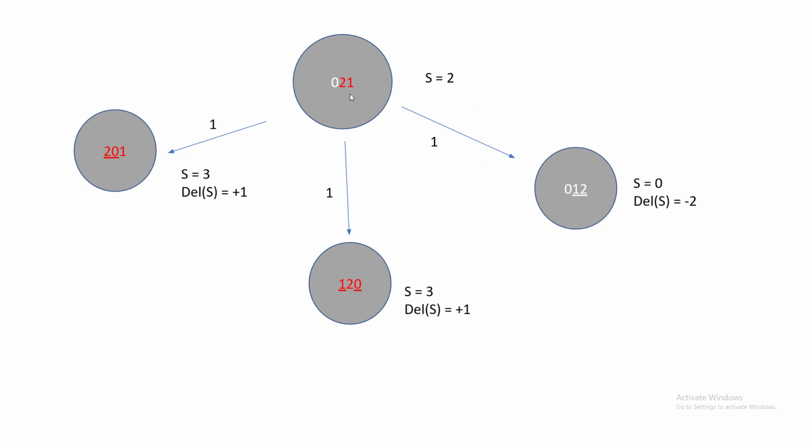If we swap the last two digits, the S value is 0 because this is our sorted array. So there is no misplaced integer. Delta S will be minus 2. See, it went from 2 to 0, and therefore delta S being minus 2.